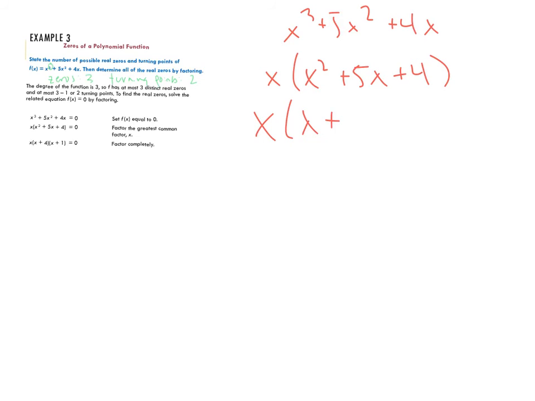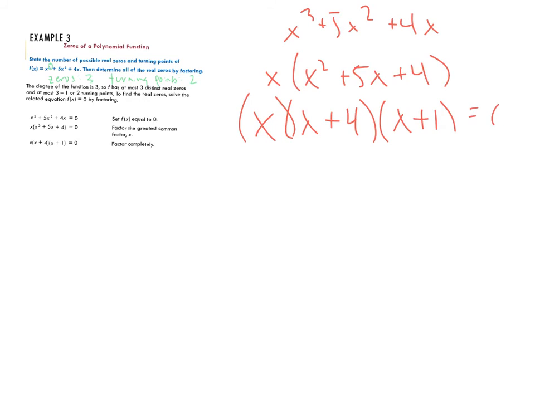But here we go. So we have x to the third plus 5x squared plus 4x. The first thing I'm thinking to myself is, well, I have a greatest common factor here. I can factor out an x out of everything, so I will do that first. So I'm left with x squared plus 5x plus 4. Notice now I have a trinomial, a quadratic that I can factor. So it's just going to be x plus 4, x plus 1.